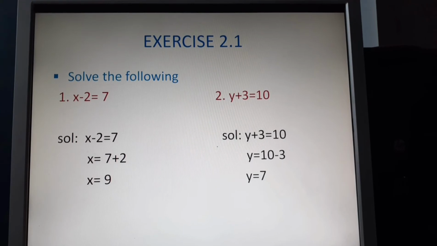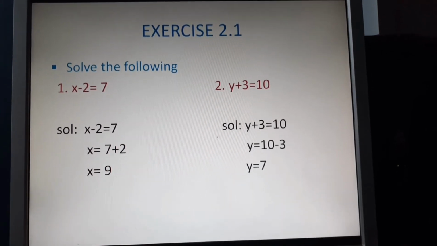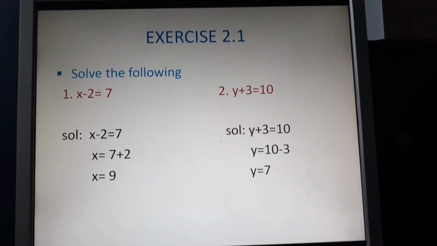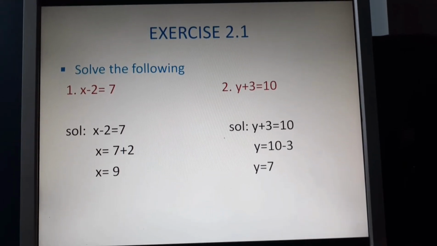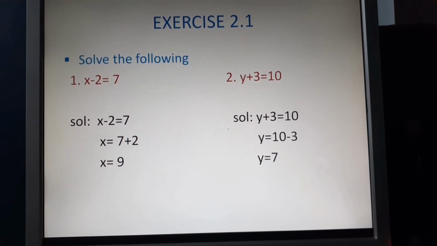We will go to the exercise now. Exercise 2.1. Totally 12 sums are there, children. I will explain 8 sums. Do the remaining problems yourself.